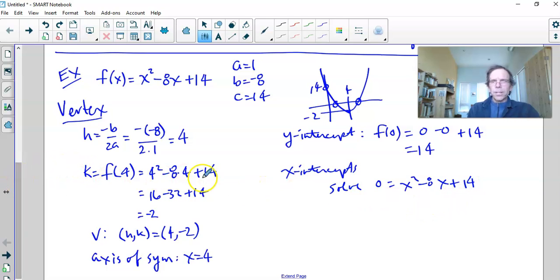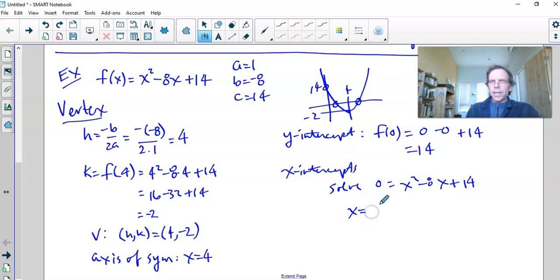Now, I'm not really confident that we're going to be able to factor this. I don't think we can find two numbers that add to negative 8 and multiply to 14. Numbers that multiply to 14 are 14 and 1 and 2 and 7. Even if they were both negative, we're not going to get a negative 8 if we add them together. All right, so let's use the quadratic formula.